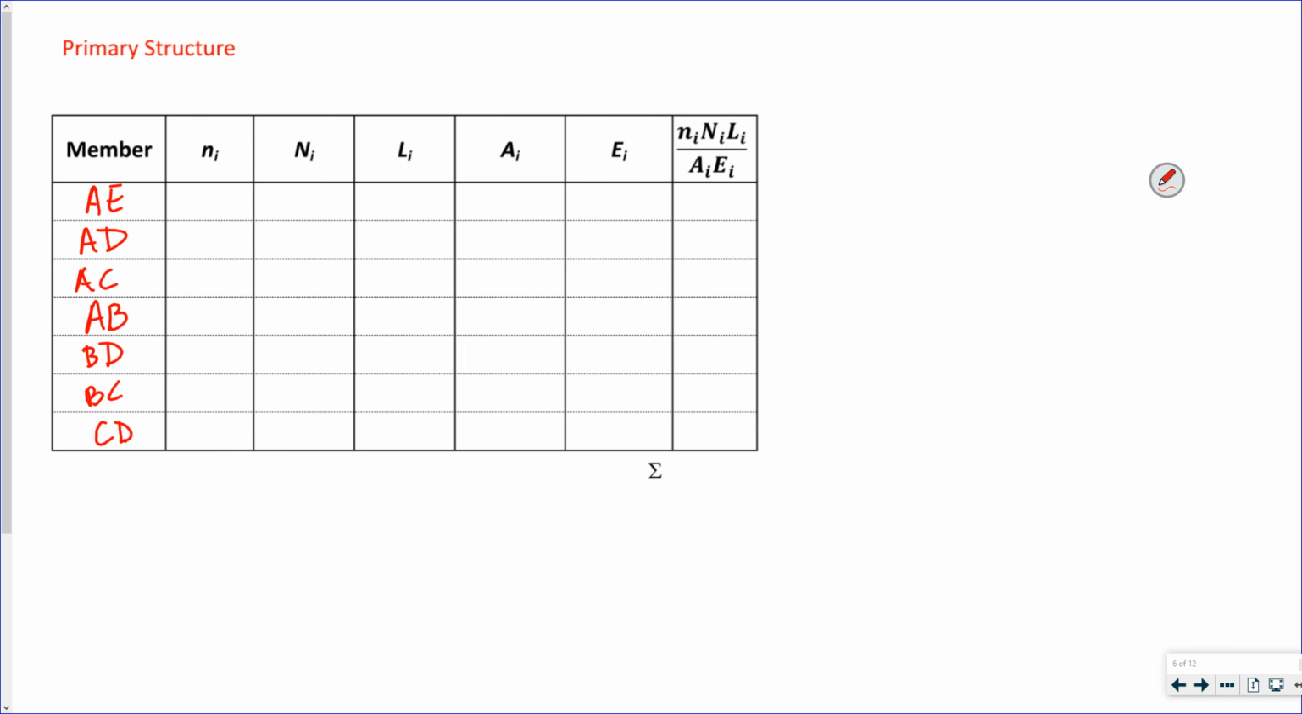If I go and look at my virtual, this is from my virtual load. I've got 0, negative 0.8, plus 1, negative 0.6, plus 1, negative 0.8, negative 0.6. If I go to my real structure, plus 10 kips, minus 8 kips, 0, plus 6 kips, 0, 0, plus 6 kips.